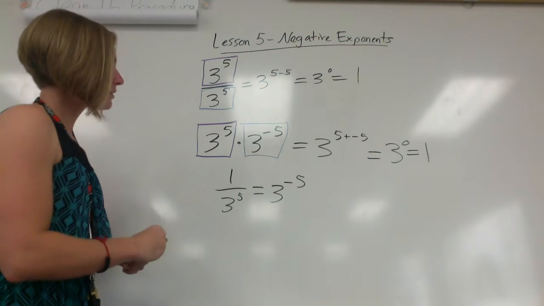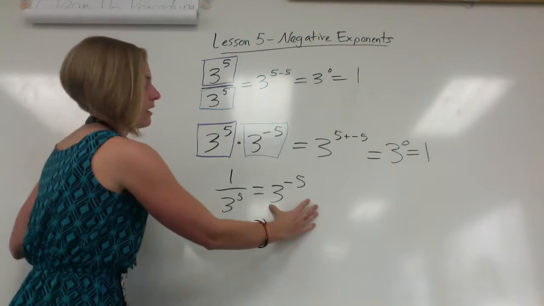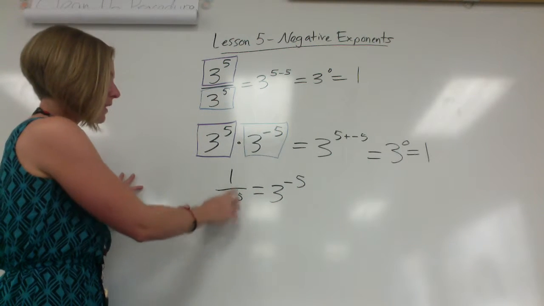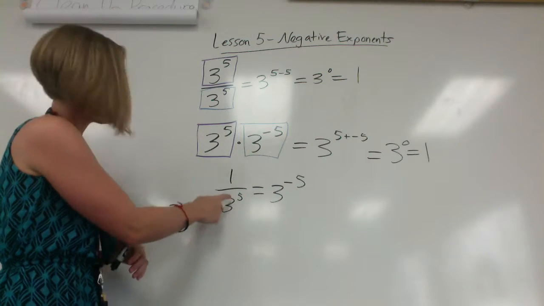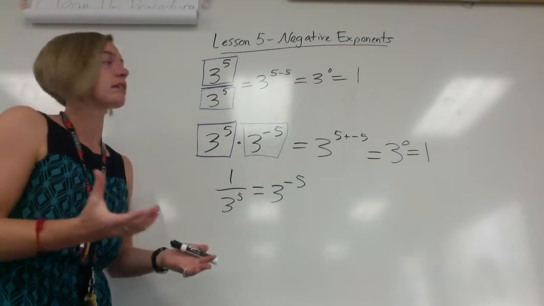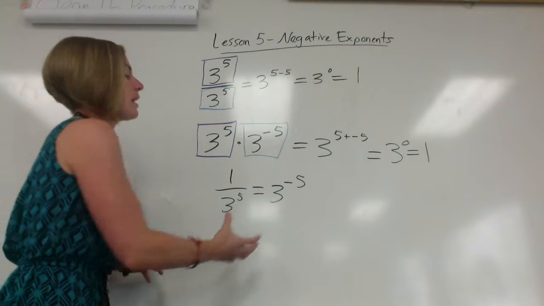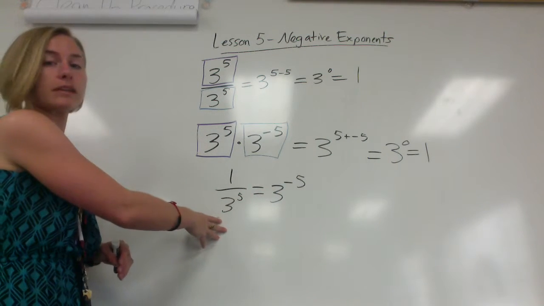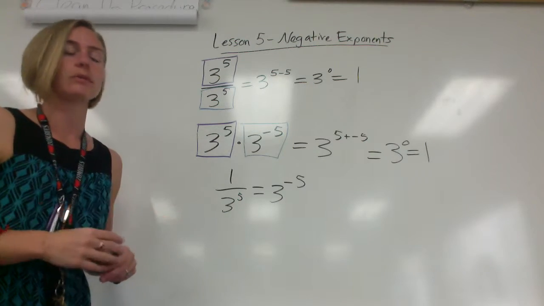Okay? So you take notice that if I have 3 to a negative 5th, it can equal the same thing, but just on the bottom, and now it's positive exponents. Okay? And that is essentially what today's lesson is about, that you can take negative exponents that are on the top and move them to the bottom to make them positive, and actually vice versa, which I will show you.